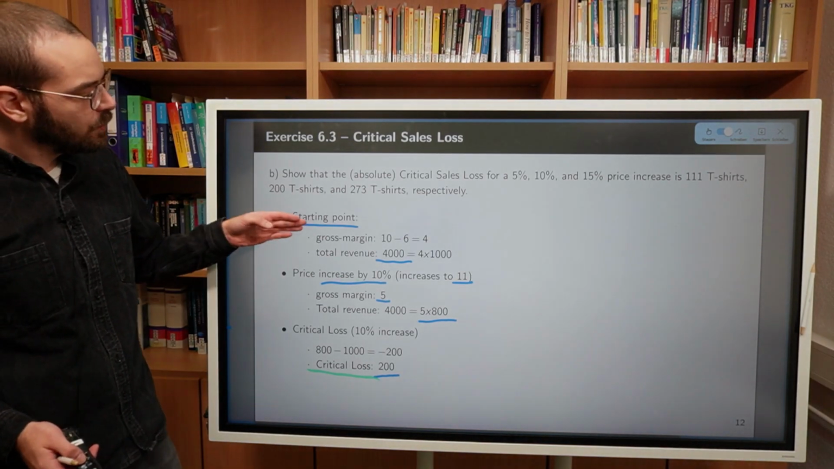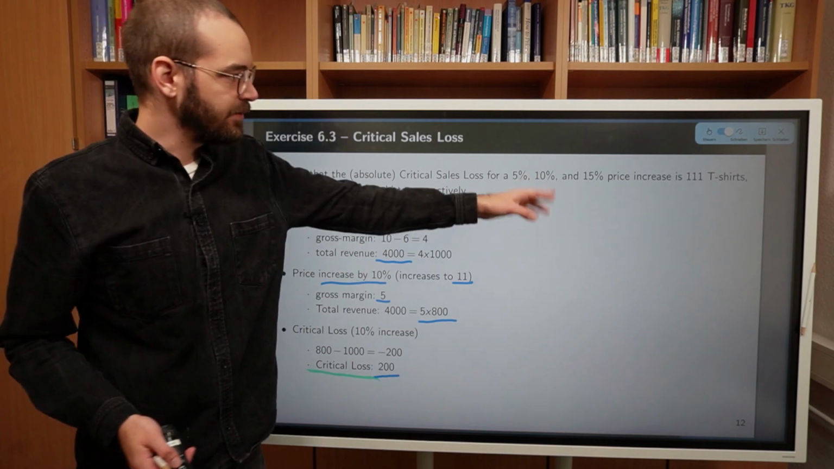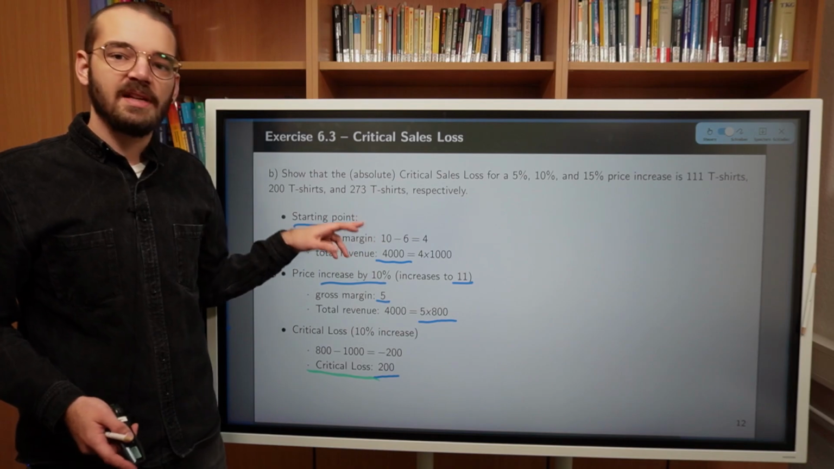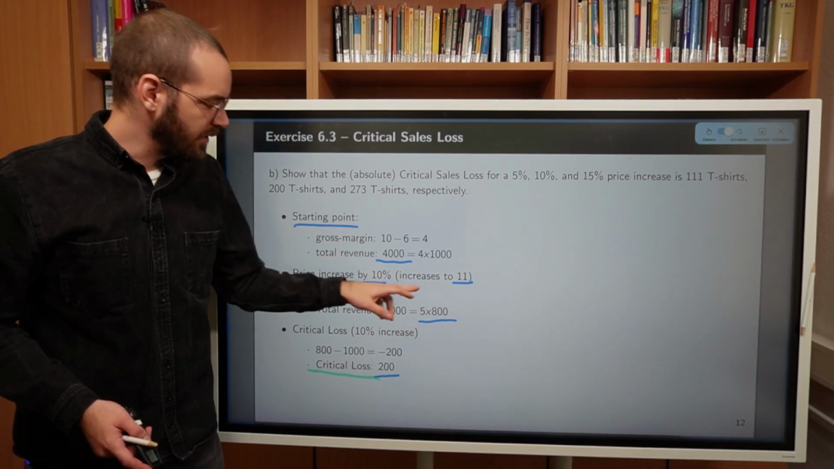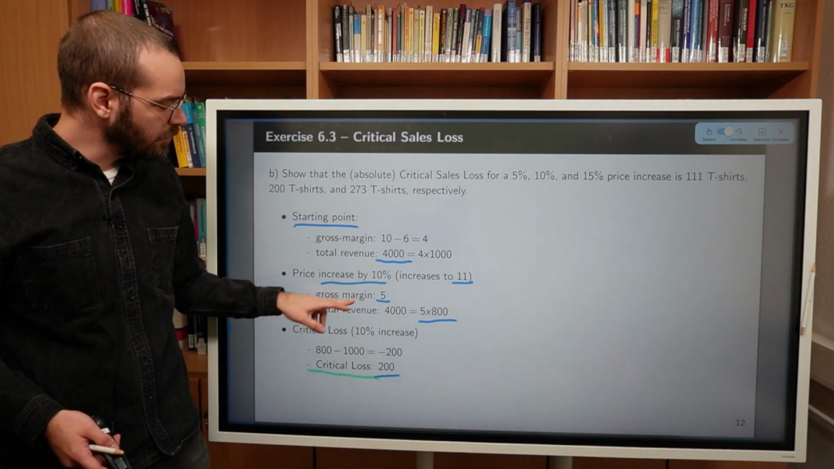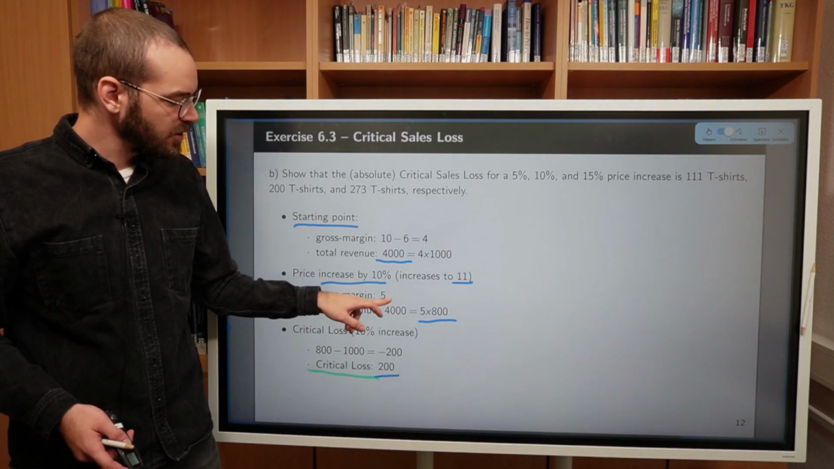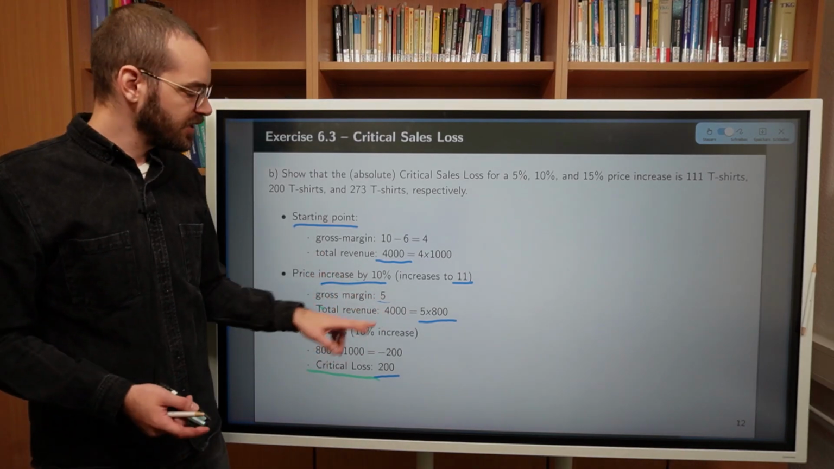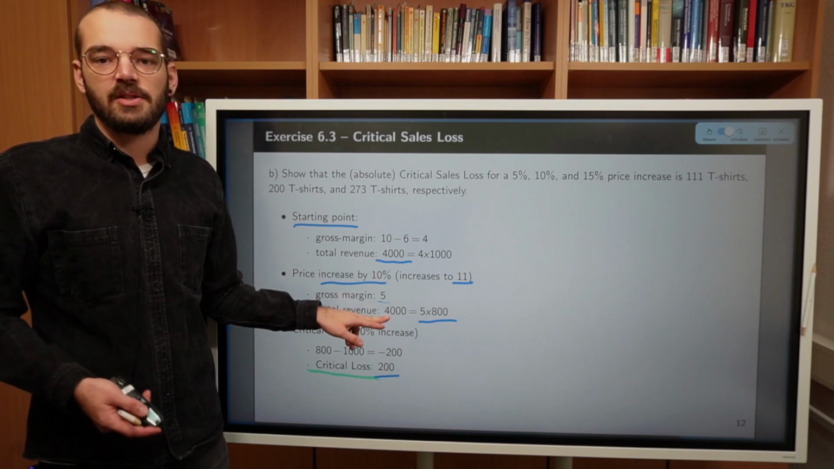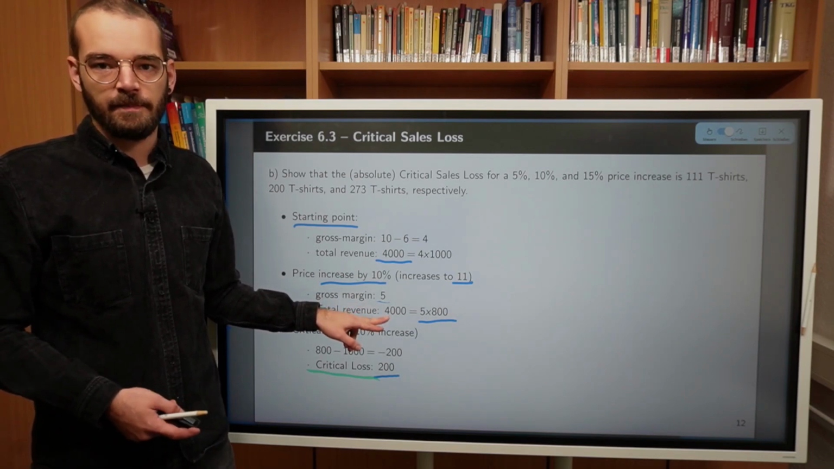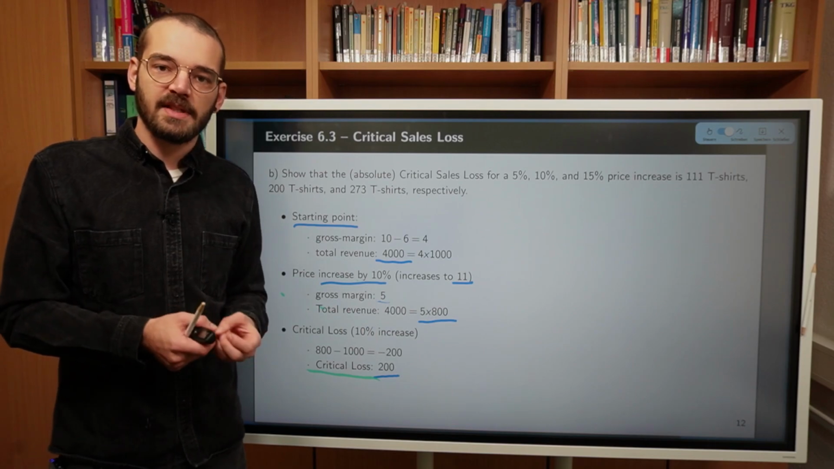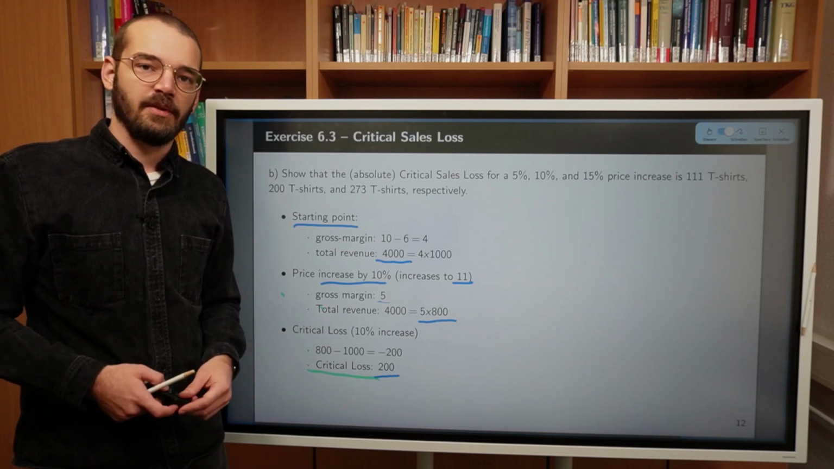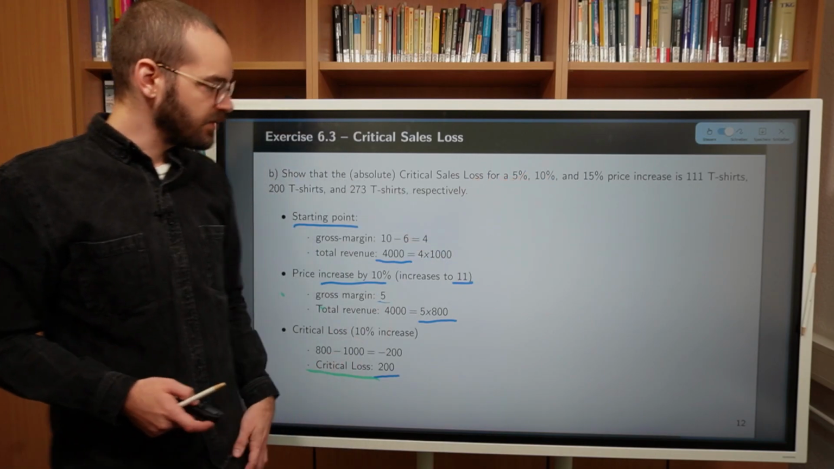All right, we can do, of course, exactly the same for 5 and for 15%. We simply have to calculate what is the new price in case of a 5% price increase. And then for the new price, we know the new gross margin. And for this new gross margin, we can calculate how many t-shirts the firm would have to sell in order to match the initial benchmark situation's profits of 4,000. Okay? And from this difference, we then can calculate what the critical sales loss in t-shirts would be for the firm for any of these given price increases.